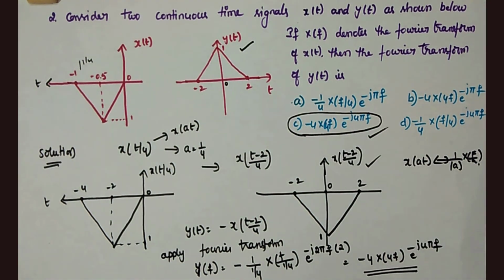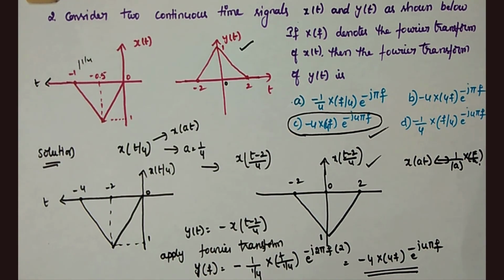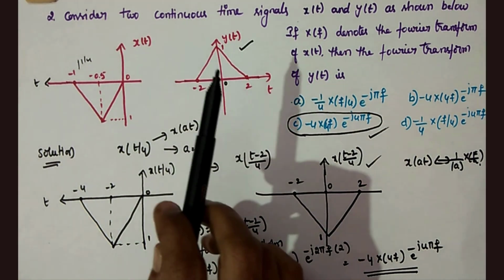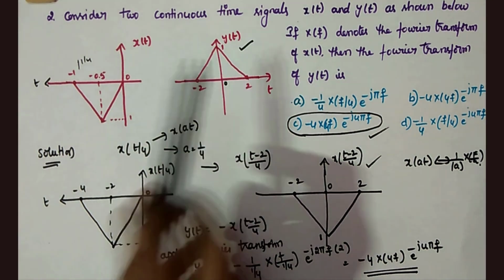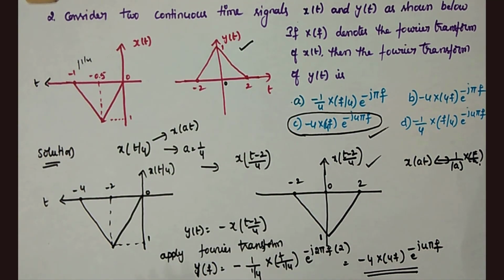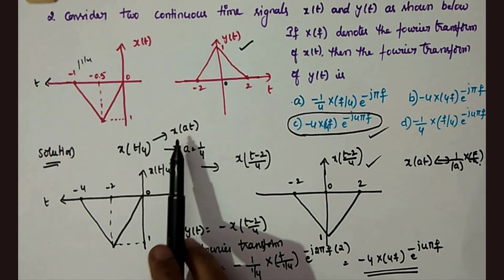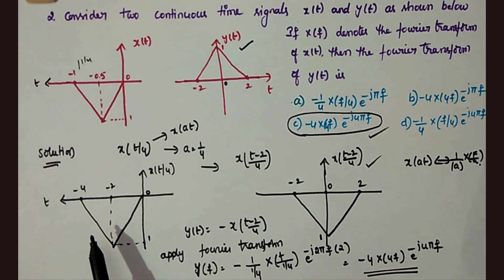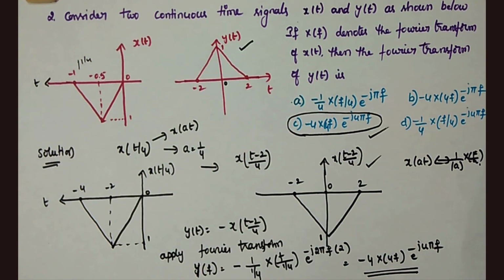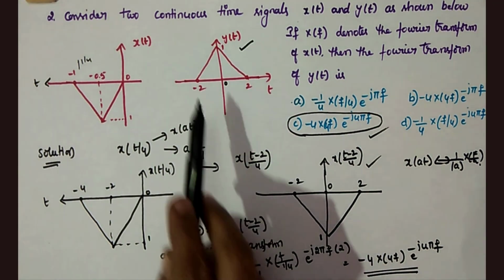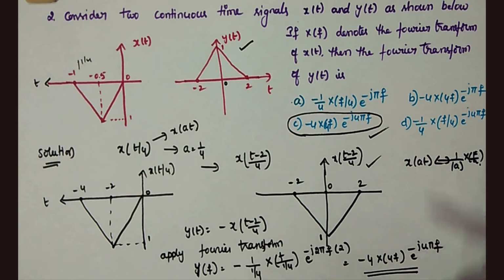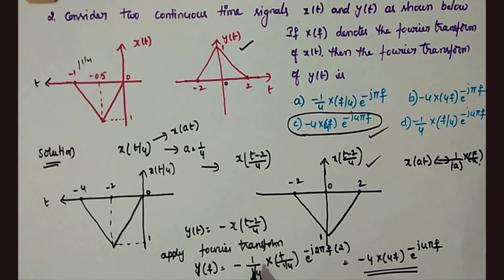C is your answer. Simply, you have to transform your x of t like y of t. For that, first make the range equal by going for x of t by 4, then shift the signal by 2, and you'll get this. Then the difference between these two is only the amplitude reverse, so you simply reverse the signal. Then you apply the Fourier transform. Here we used two properties, time scaling and time shifting.